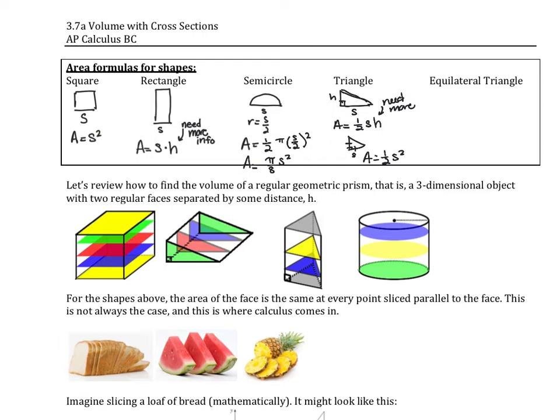And finally, the equilateral triangle. Now this, to be honest, is a formula most people don't remember. But if all three sides are equal, so this side is S and all three sides are equal, the area here is root 3 over 4 S squared. Root 3 over 4 S squared.